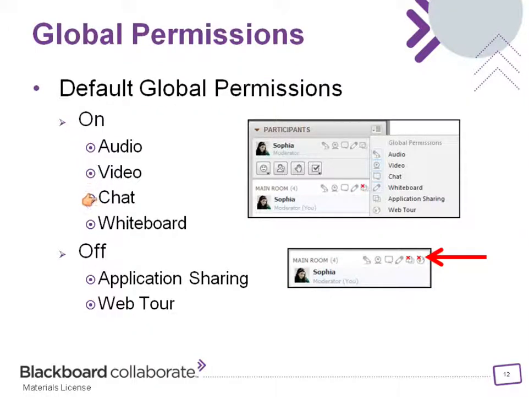Global permissions. By default, audio, video, chat, and whiteboard are turned on for participants. Application sharing and web tour are turned off. The moderator can change these global permissions from the participants panel, going to the options menu and selecting to turn on or off, or by simply clicking on any of the permissions right in the participant panel, you can turn them on and off globally. You'll see that these have been turned off.